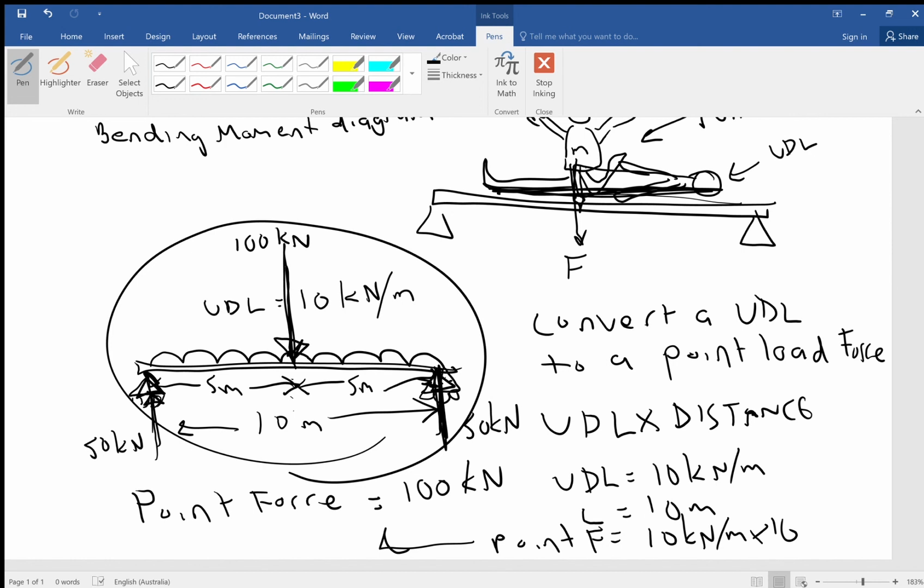Pretty simple, huh? Watch this video and then watch the video under it. Then we're going to do some exercises involving converting UDLs to point loads and working out where they're placed on the beam. See you next video.